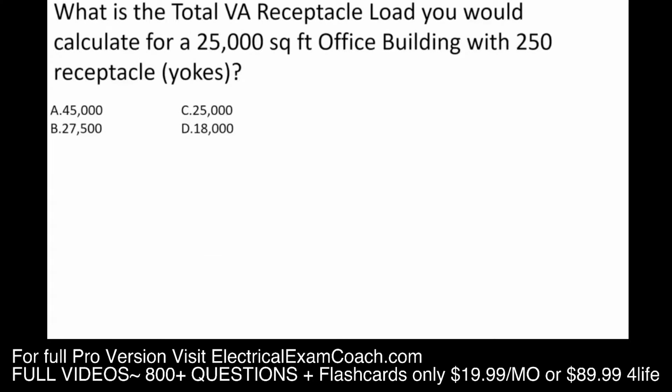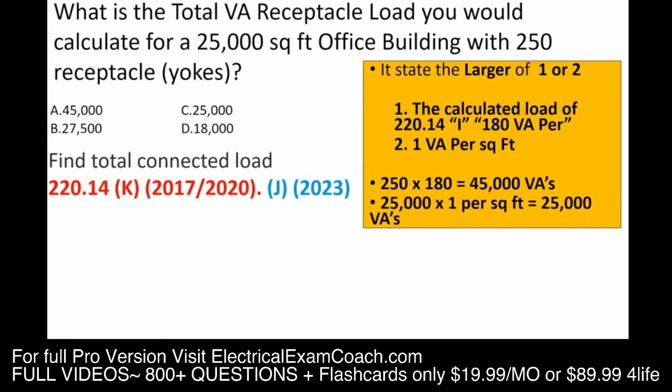What is the total VA receptacle load you would calculate for a 25,000 square foot office building with 250 receptacles? First, we're going to find our total connected load. To do that, we're going to head to 220.14(K) if we're in the 17 or 20, and we're going to head to 220.14(J) if we're in the 2023. Same information, different name. Both of them state that we must select the larger of one or two. So we're going to do two different calculations and select the larger of the two. Part 1 says that you must calculate it at 180 VAs per yoke, like we learned before. And Part 2 says you must calculate it at 1 VA per square foot.